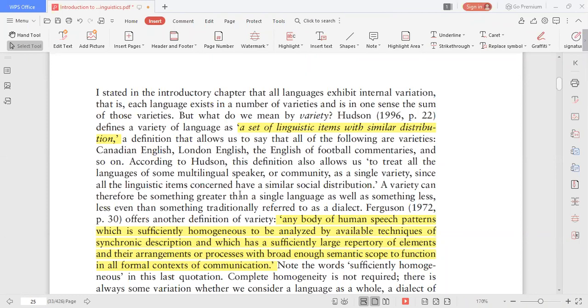Any body of human speech patterns which is sufficiently homogeneous. Now we'll stop here. Sufficiently homogeneous. Homogeneous means they are uniform, exactly the same. For example, Canadian English: all the Canadian people speak the same, right? That is the same, homogeneous. So that is homogeneous, right?